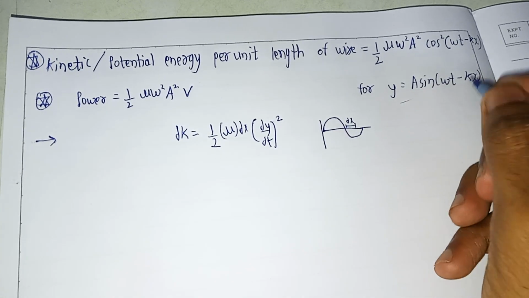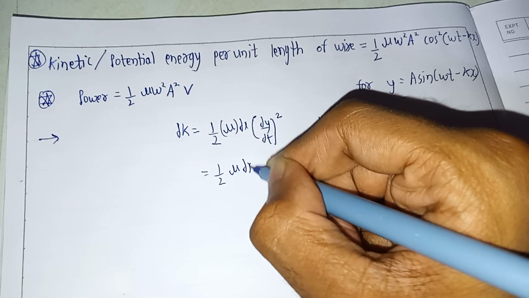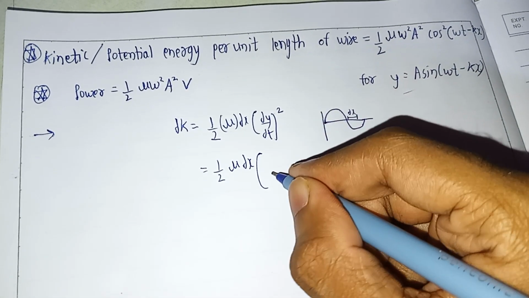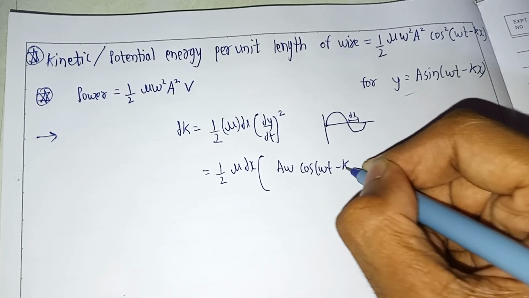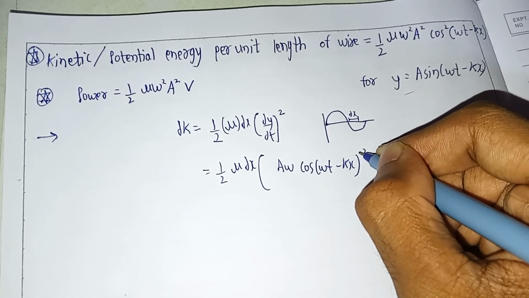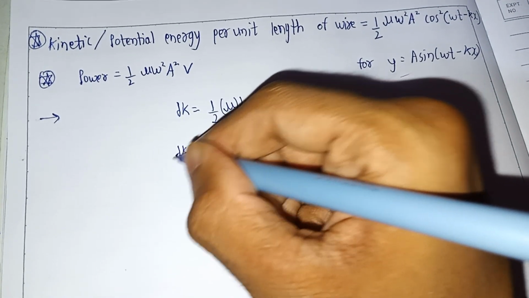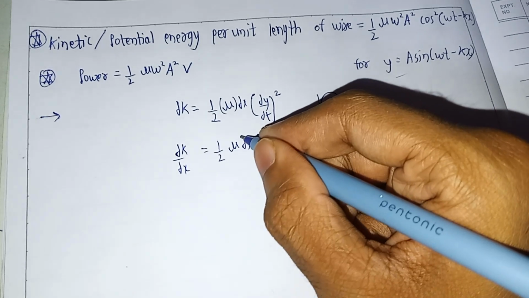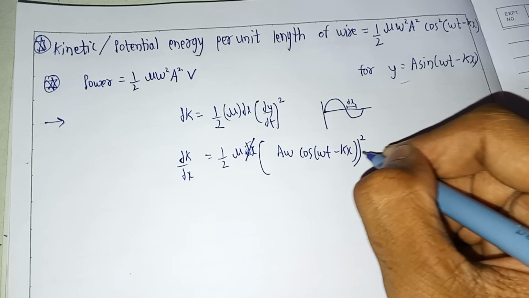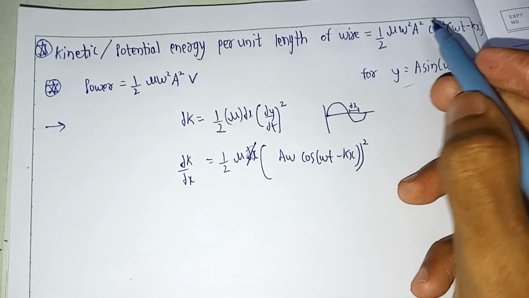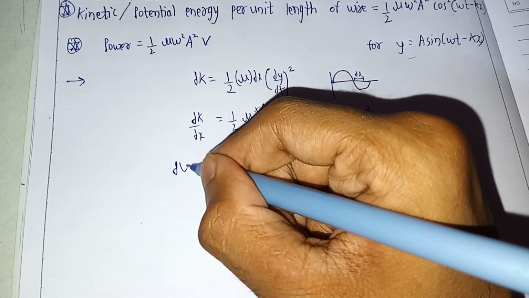We can find dy by dt by differentiating this. So finally you have half mu dx into dy by dt, which comes out to be a omega cos(omega t minus kx), whole square. So you have dK by dx, that is kinetic energy per unit length, as half mu a square omega square cos square (omega t minus kx), that is given here. Now we will look at potential energy.